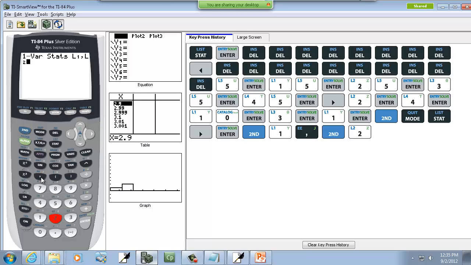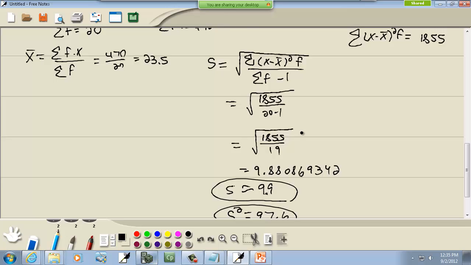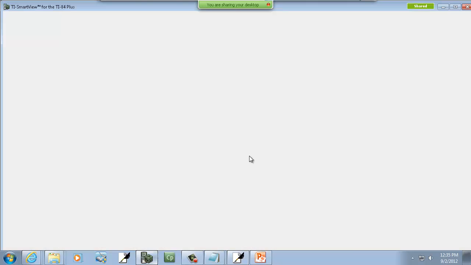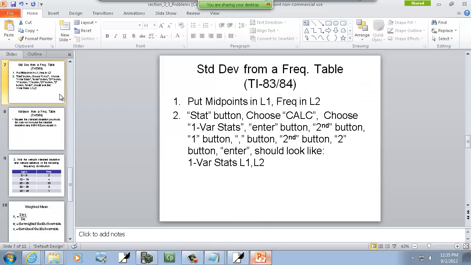A lot of people forget the comma. You have to have the comma there. And then push enter. And assuming I did my math correctly, this should match up against our by hand answer. Our by hand answer was 9.9. And this is 9.9. So that looks good. I won't have to curse and redo the video. Again, technology is much easier to do that.